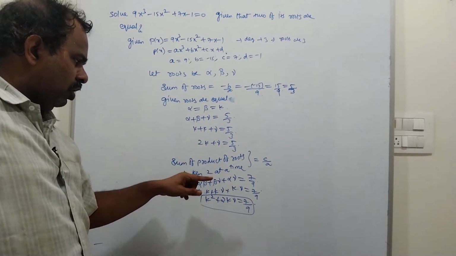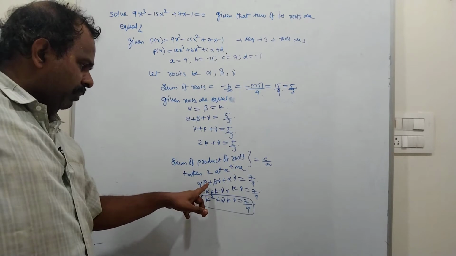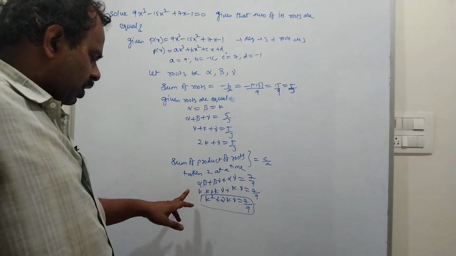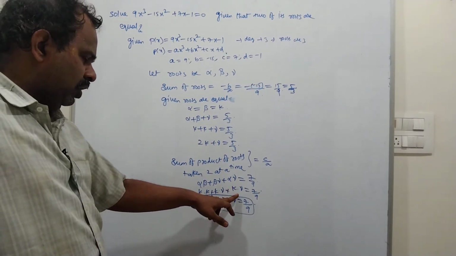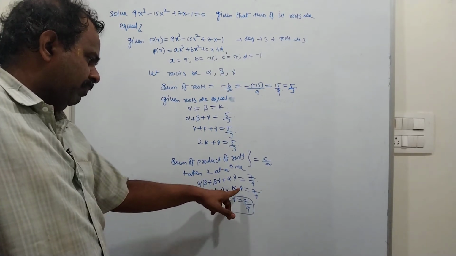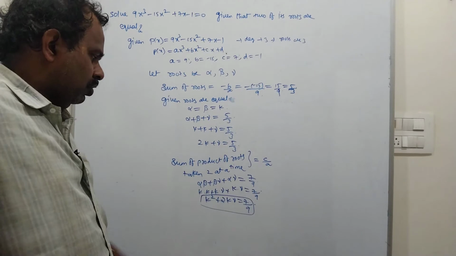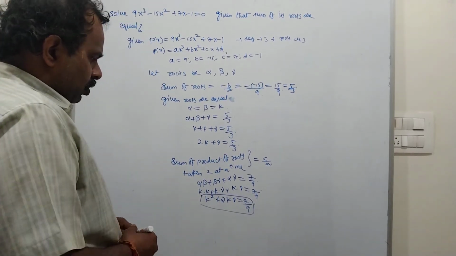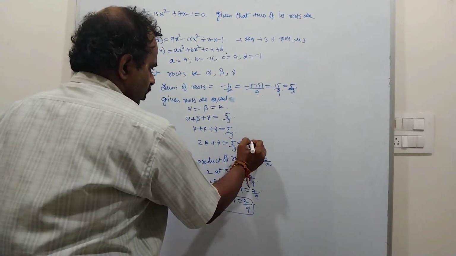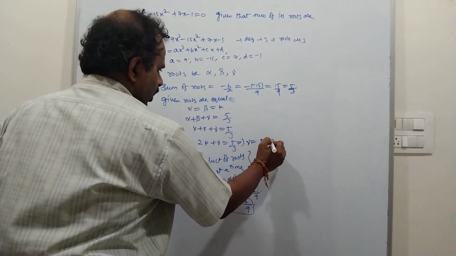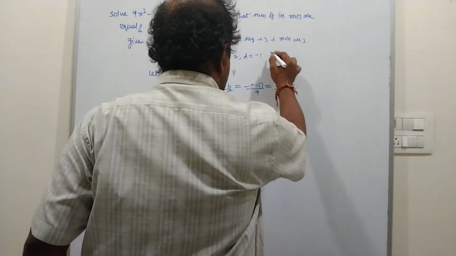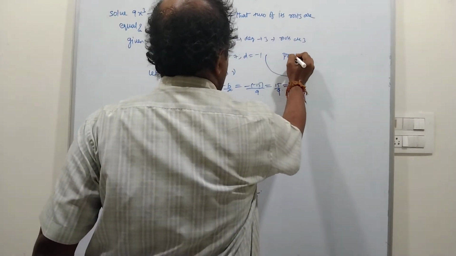Now the sum of products of roots taken two at a time: alpha beta + beta gamma + alpha gamma = 7/9. So k·k + k·gamma + k·gamma = 7/9, that is, k² + 2k·gamma = 7/9. Here we have to get the value of k. So from this, get the value of gamma: 5/3 − 2k, and substitute this in here.